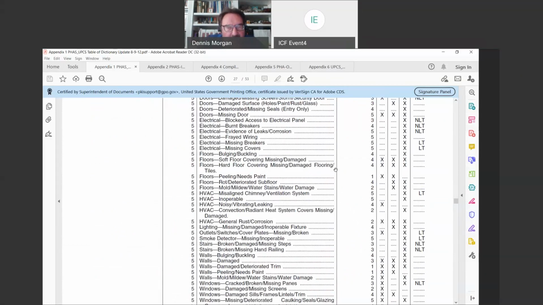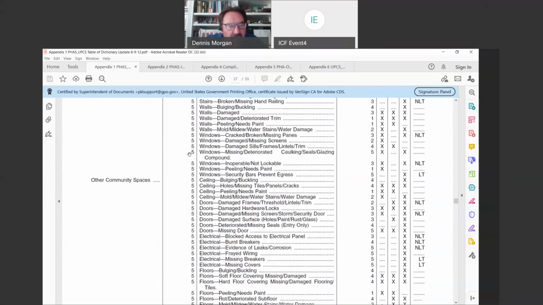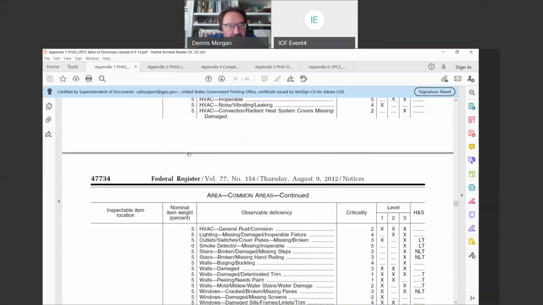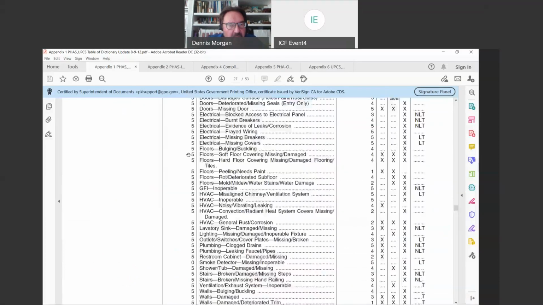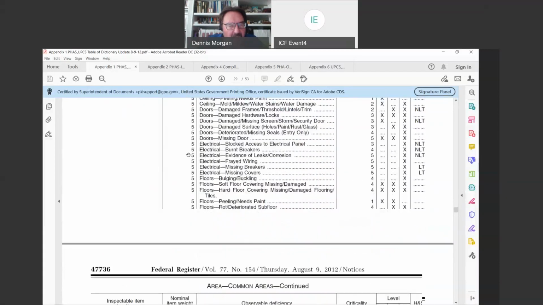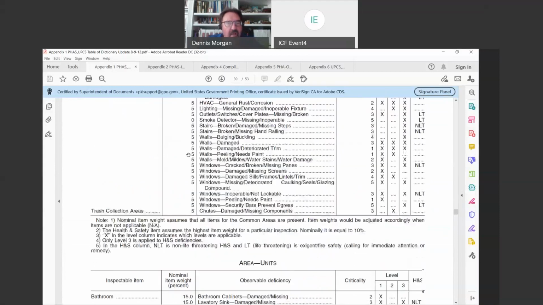So my priorities are going to be to first focus on these areas where tenants have access, and then I'll focus on these other areas next in order to get my points up, in order to get a higher rating for my PHA as well.